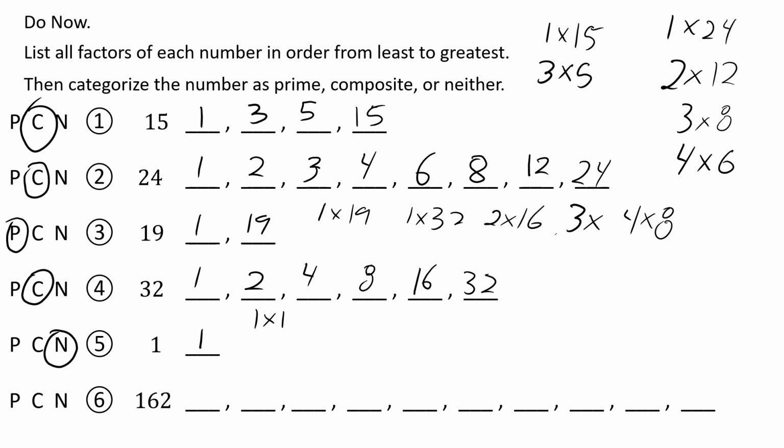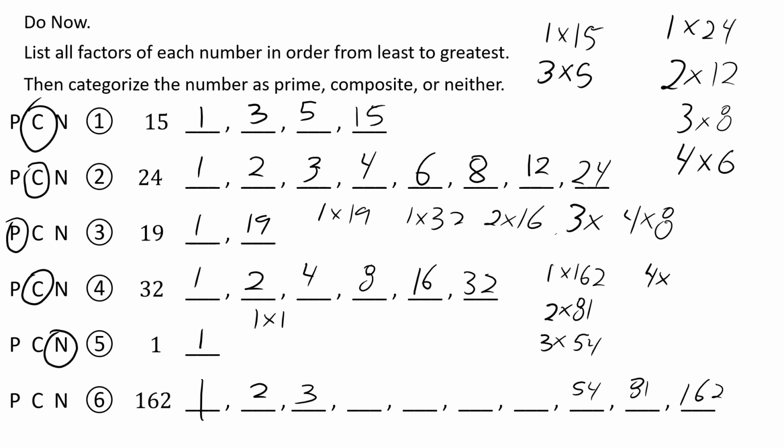162. Now this is where my organized skill comes in, right? 1 times 162. Does 2 work? Well, I can consult a calculator and find out. It's 2 times 81. Place the 2, place the 81. Does 3 work? Well, moment of truth, you can grab a calculator. 162 divided by 3. Oh my goodness, it worked, 54.